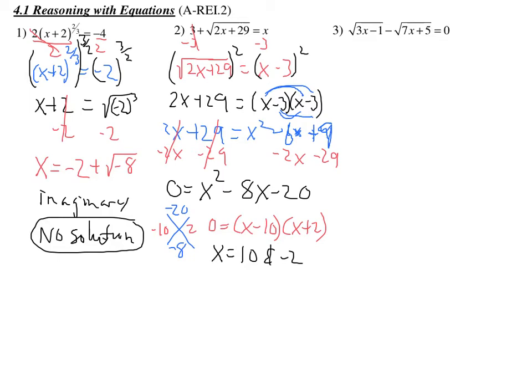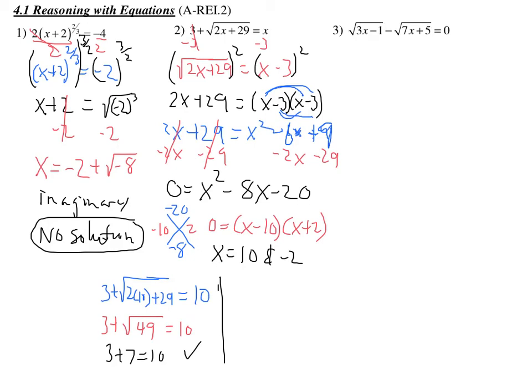So let's plug in 10. Let's kind of squeeze it over here. I have 3 plus the square root of 2 times 10 plus 29 equaling x, which is 10. So if you do the work there, let's see what happens. We have 3 plus, isn't that going to be 20 plus 29? Sorry. 20 plus 29, is that 49? Now, won't that be 3 plus 7? Does that equal 10? Okay, we're good. So that one checks okay.